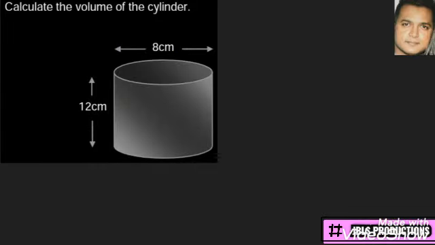Calculate the volume of the cylinder. Now looking at the cylinder, remember the volume of a cylinder is equal to pi r squared times the height. Now remember, we need the radius, so our radius will be half of this here, and it will be 4 centimeters. That will be the radius.